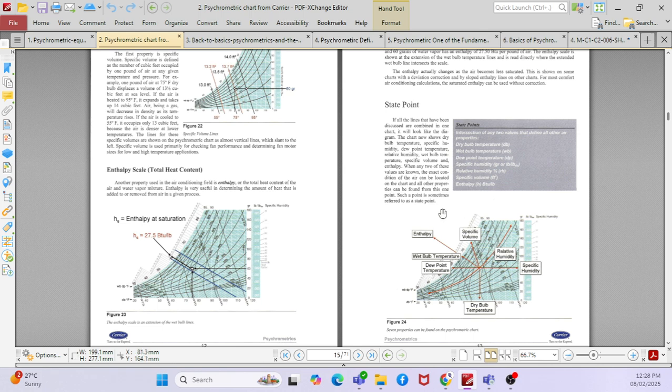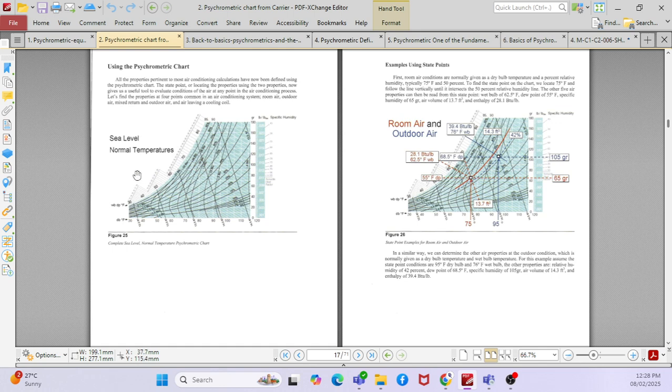You will be able to understand how to design, in what condition and what type of equipment you have to design. That understanding you will have. Then if you go further down, there is sea level.